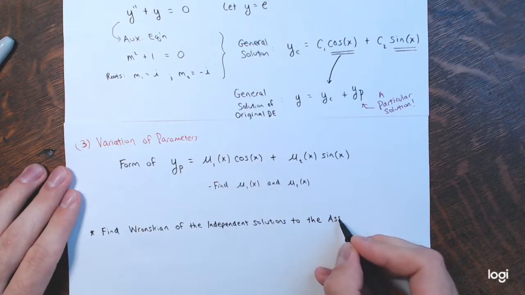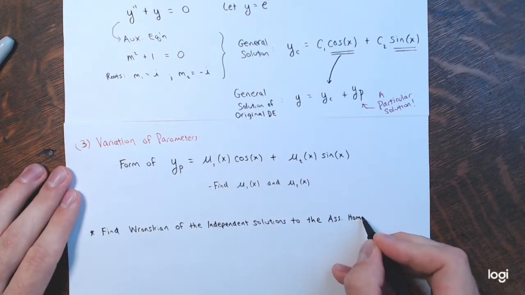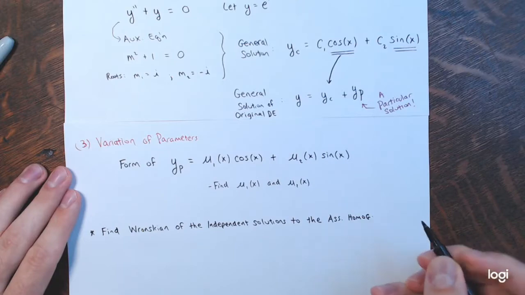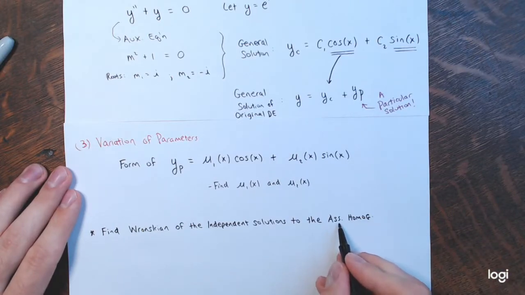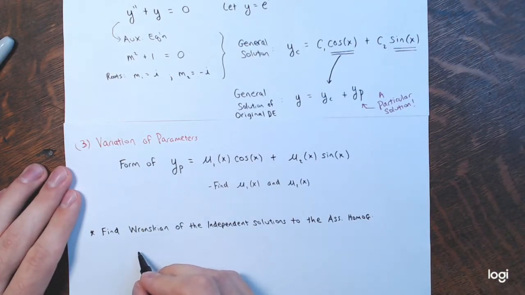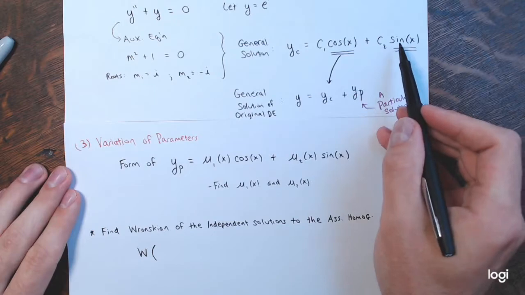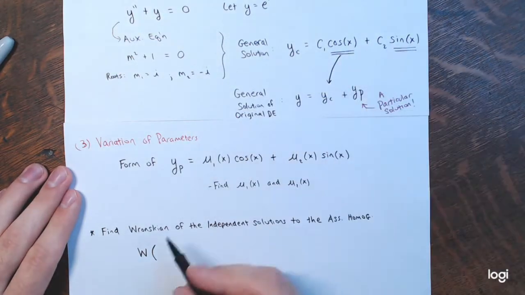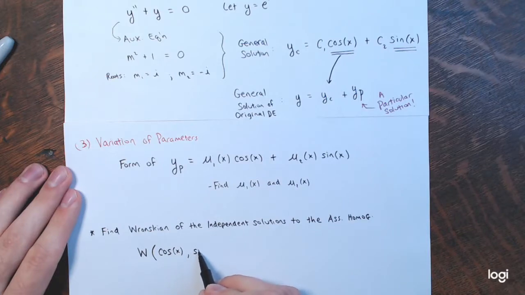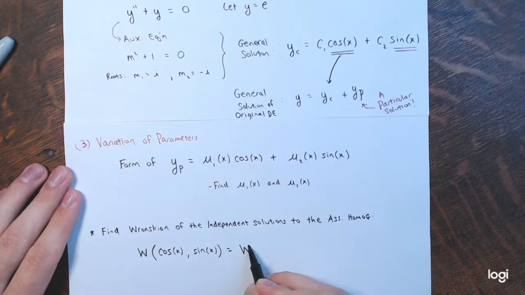To that associated homogeneous equation. So remember that would be W of, and then the two solutions I got for the associated homogeneous equation were cosine x and sine x. Alright, so hopefully you remember what the Wronskian is, and again I'll just call this W.